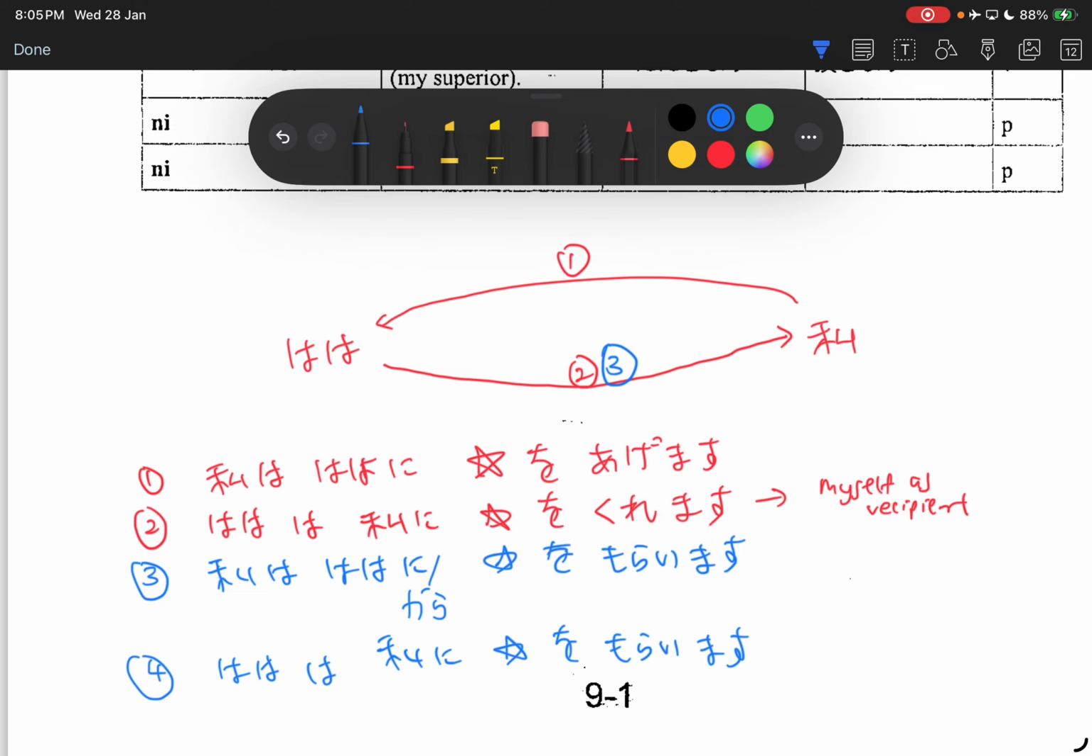So mother receives from who? Watashi ni. That means I am the person giving to my mother. Same thing, if you don't want to use ni, you can change it to kara. We can use either ni or kara over here. So haha wa watashi kara moraimasu: mother receives from me. In the picture here, number 4 will be the one on top, which means my mother is the recipient.